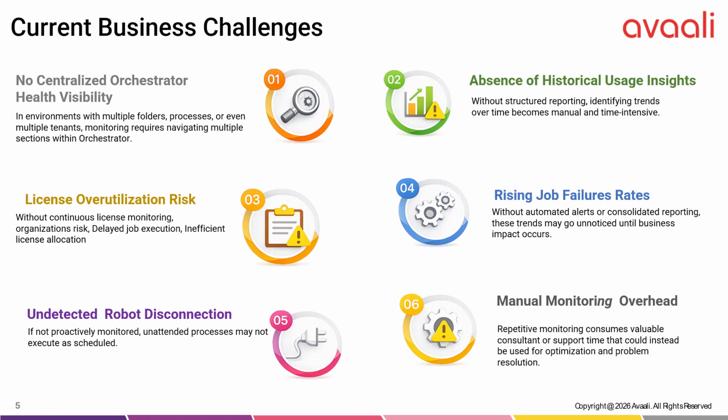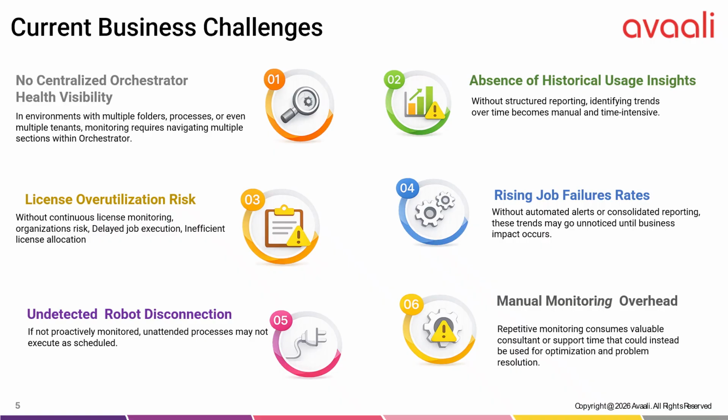License overutilization risk. UiPath licenses such as unattended runtime or robot licenses have defined allocation limits. Without continuous monitoring, organizations risk runtime contention, delayed job execution, or inefficient license allocation.